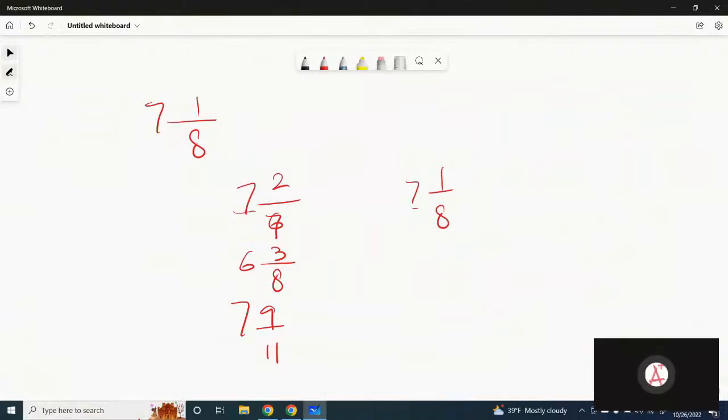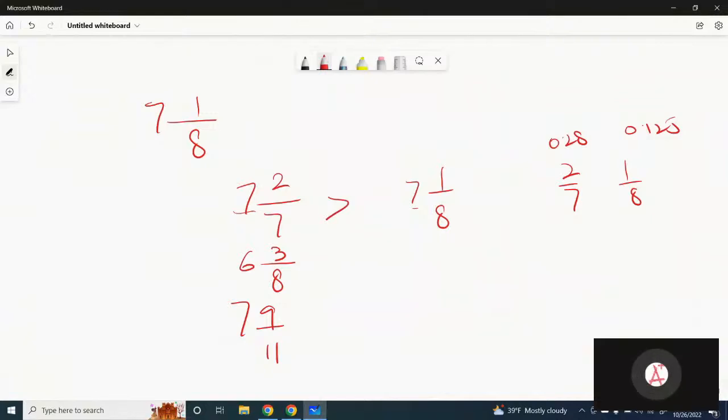So 2 by 7 is 0.28. Compare their fractions. 2 by 7 is 0.28 and 1 by 8 is 0.125. So 0.28 is greater than 0.125. Sorry, 0.125 is less than 0.28. That means 7 whole 2 by 7 is greater than 7 whole 1 by 8. Got it? Because 0.28 is greater than 0.125.